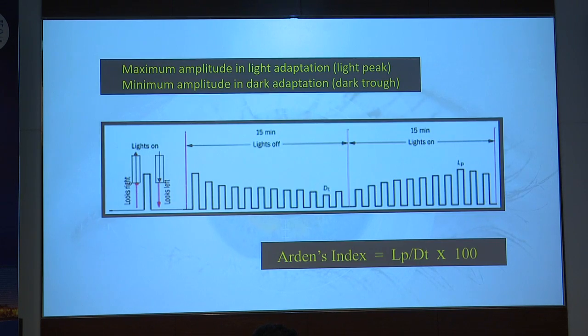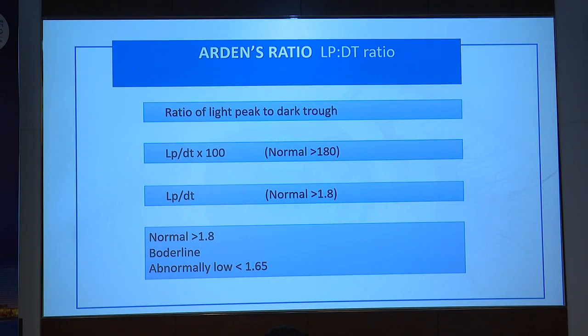Arden ratio. What is the Arden ratio? Arden ratio is the LP/DT ratio, light peak by dark trough. So normal is more than 1.8 and abnormally low is less than 1.65.